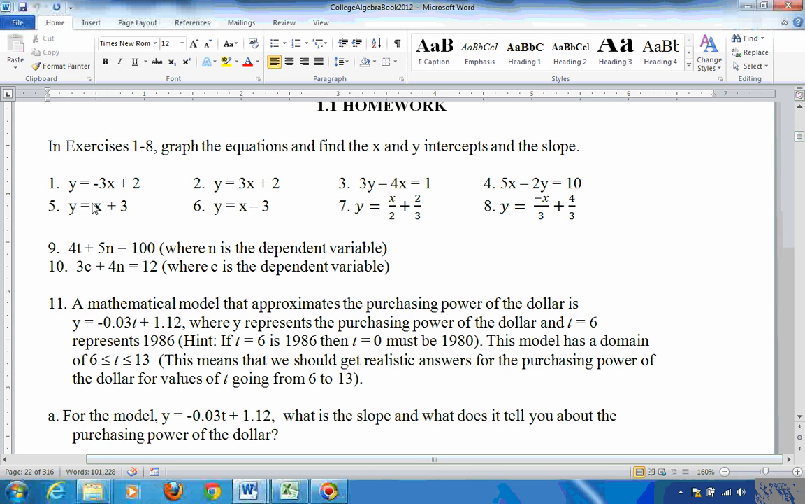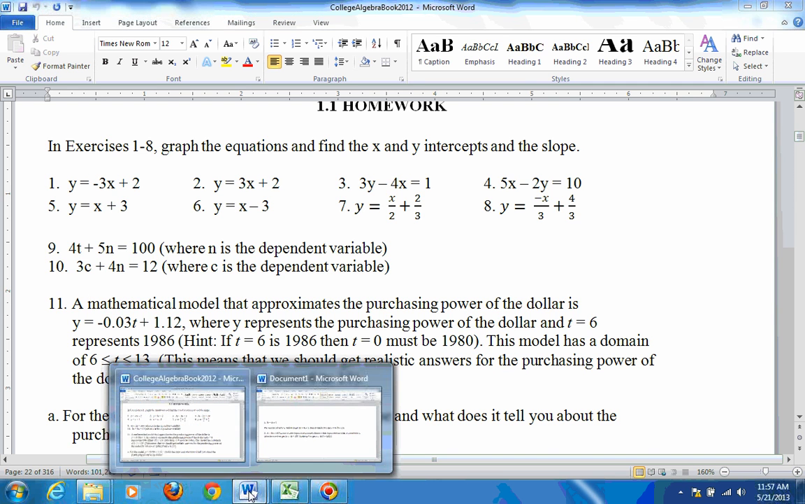5 is, see, it's already solved for y, so it's as easy as number 1. The a, your slope, is 1, because it's 1x right there, and your b is 3. So a is 1, b is 3. That's all you do. On this one, 7, the slope is 1/2, because it's 1x over 2, or 1/2 x. So the a is 1/2, your b is 2/3. Put those in there, and you'll get everything you need. 8, see, that'd be negative 1/3 and 4/3. 9, let's take a look at 9 here.